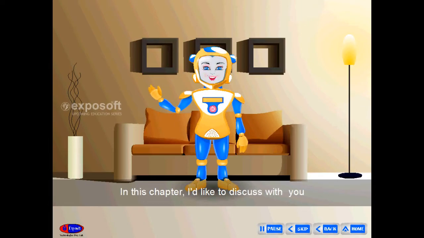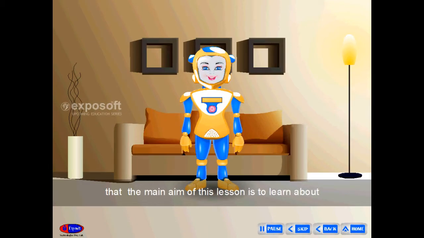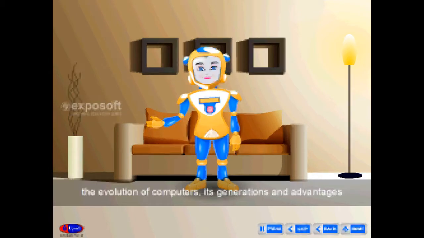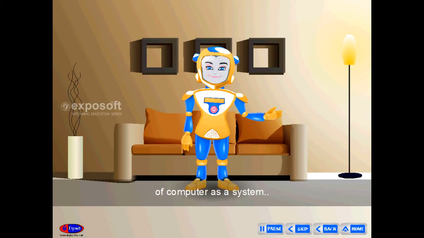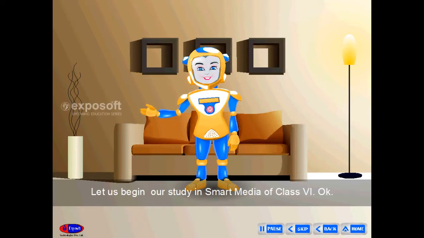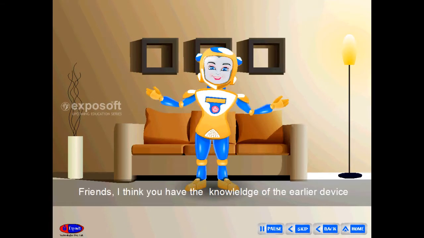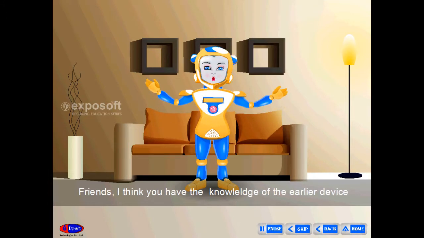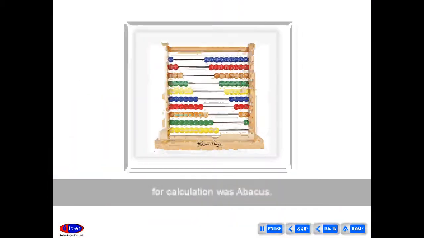In this chapter, I'd like to discuss with you that the main aim of this lesson is to learn about the evolution of computers, its generations and advantages of computer as a system. Let's begin our study in Smart Media of class 6. Okay. Friends, I think you have the knowledge that the earliest device for calculation was the abacus.